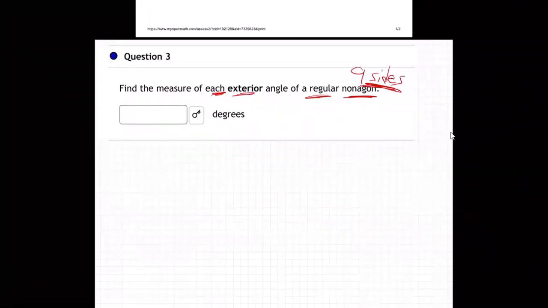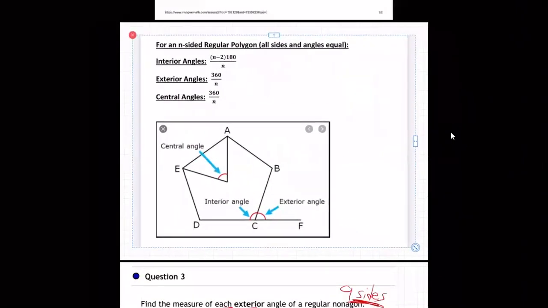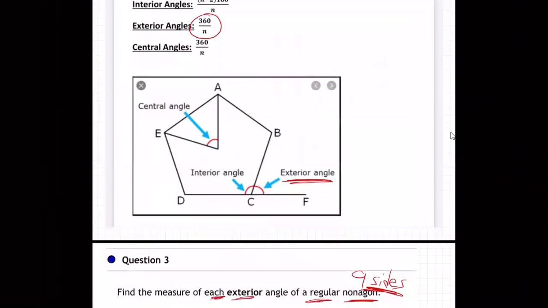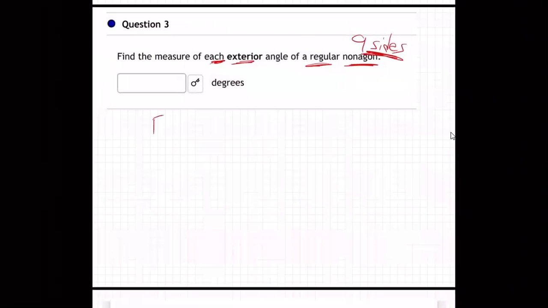So I'm going to go back to the notes again, and I'm going to grab, there it is. There's from the exam 1 notes. And there's the exterior angles are these ones on the outside. And there's the formula, 360 over n for exterior angles. So then you just say, okay, so each exterior angle is 360 over n. So then I have 9 sides, just plug in the 9.